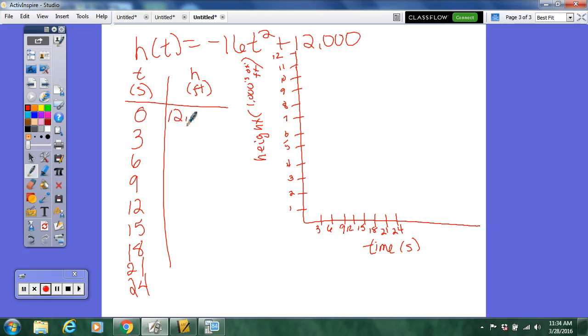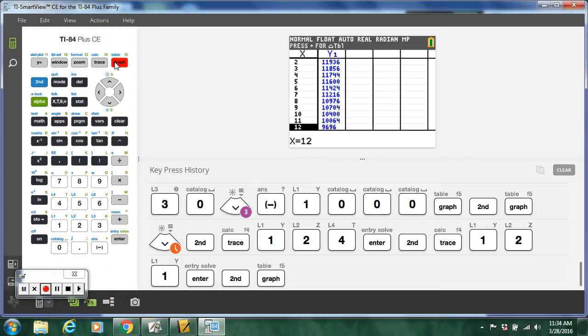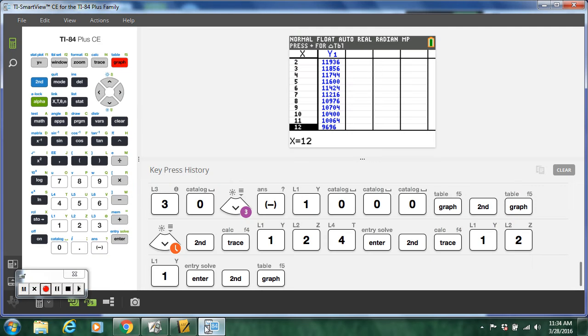at 0 seconds, the guy's at 12,000 feet. Where is he at 3 seconds? 11,856? Anybody else get that? I may have heard it wrong. 11,856. What about 6 seconds? 11,424?